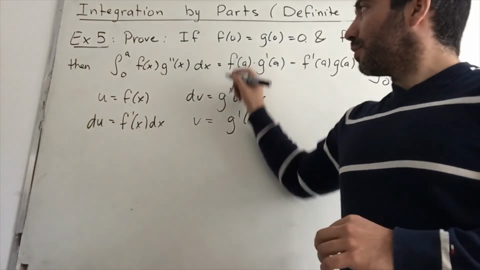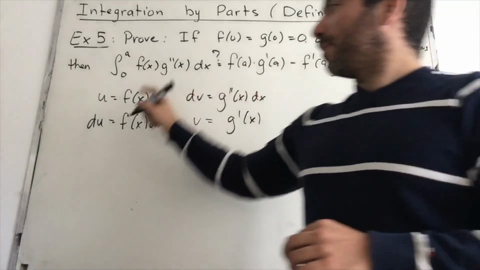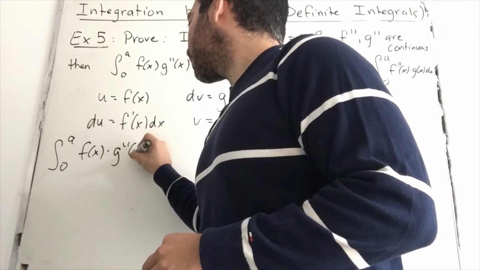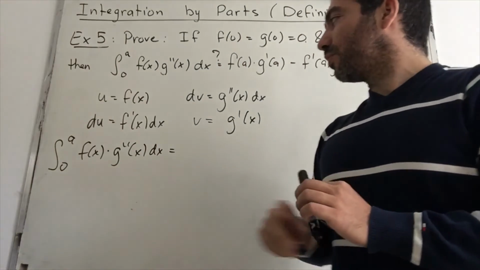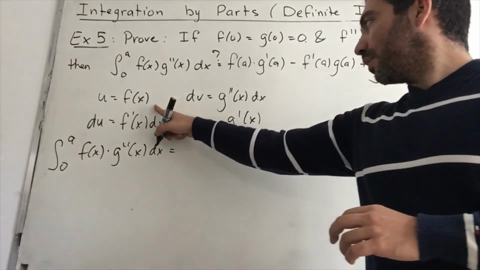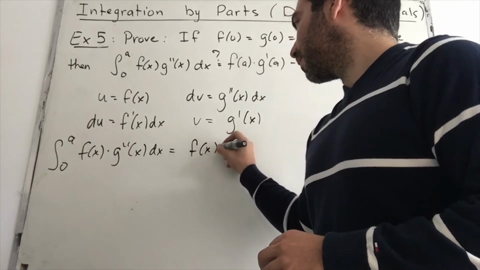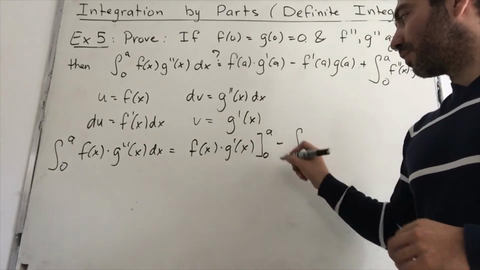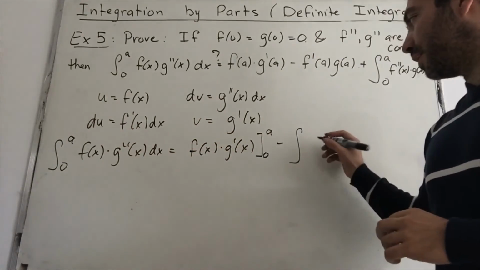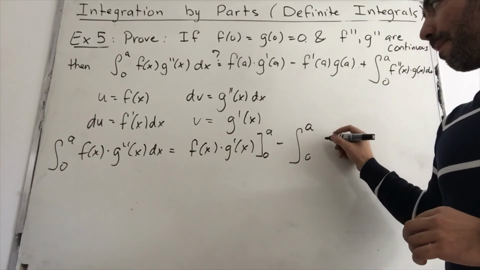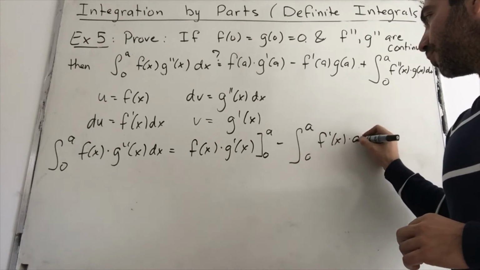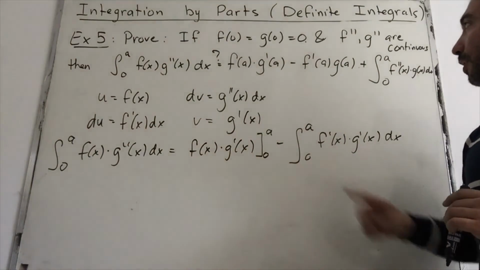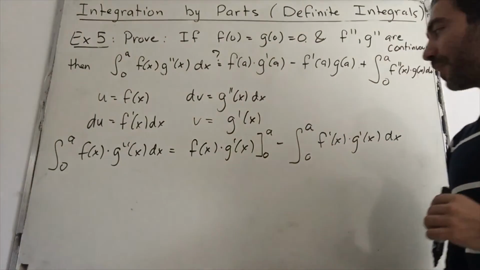And this thing over here, this is the question mark. We're trying to show this is equal to this. If I start with the left-hand side, the integral from 0 to a of f of x times g double prime of x is equal to u times v, in this case f of x times g prime of x, evaluated from 0 to a, minus the integral of v du. In this case, we're integrating from 0 to a of f prime of x times g prime of x dx. The order in which you multiply doesn't matter, so I put f prime first, just to stay consistent with our notation here. Okay.